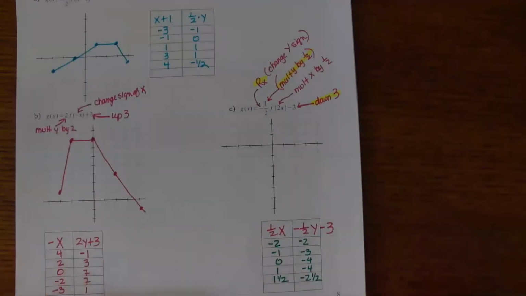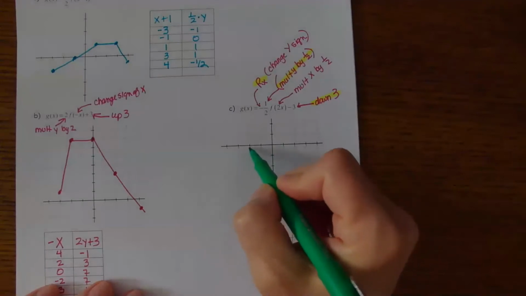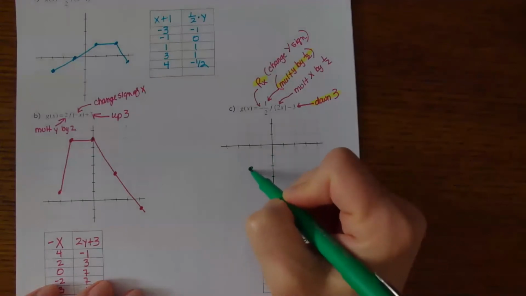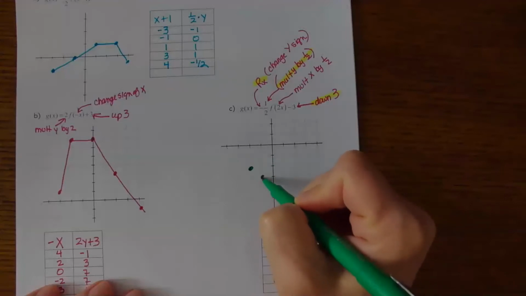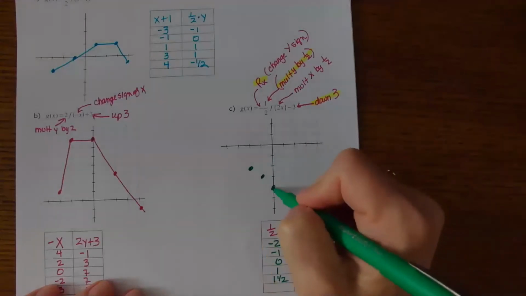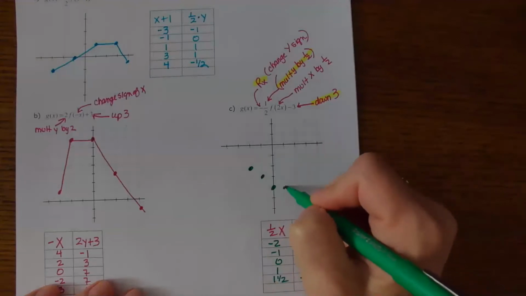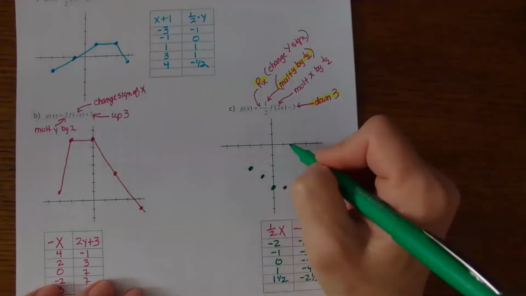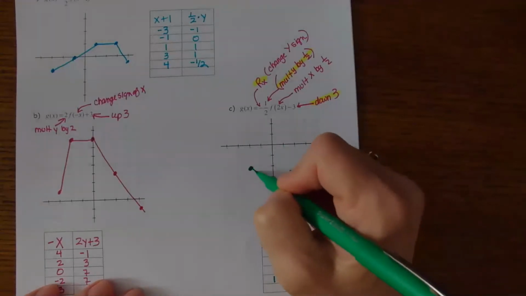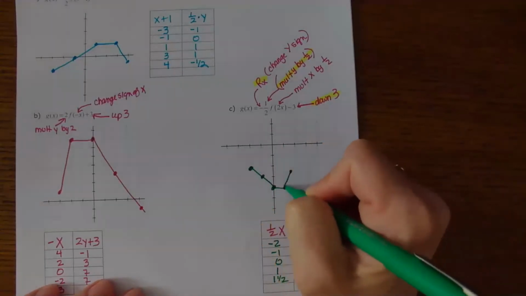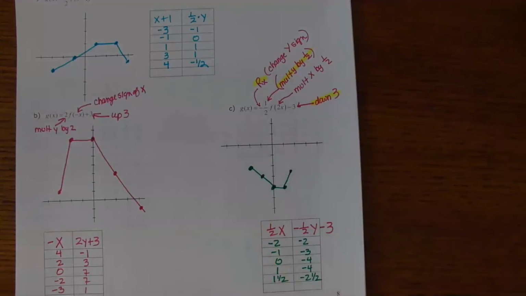Okay, now we just draw the new creature. -2, -2, -1, -3, 0, -4, 1, -4, 1.5, -2.5, right? And there you go. All right, so the important takeaway today is y'all got to know.